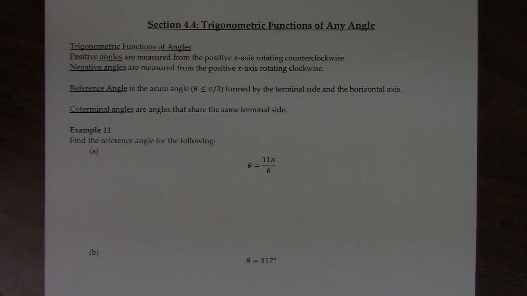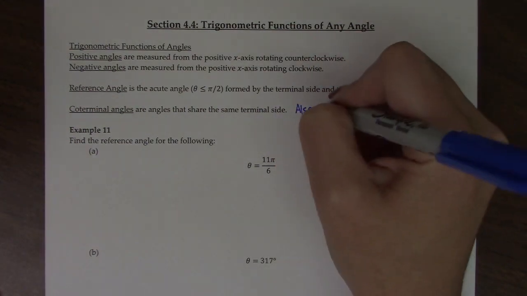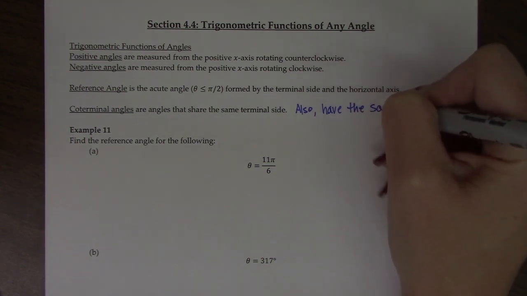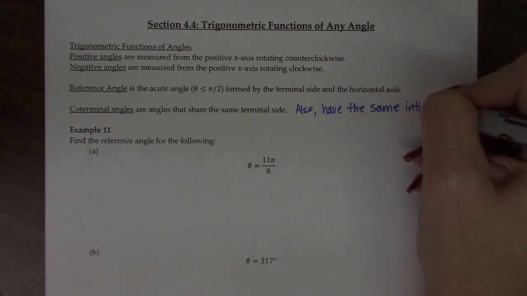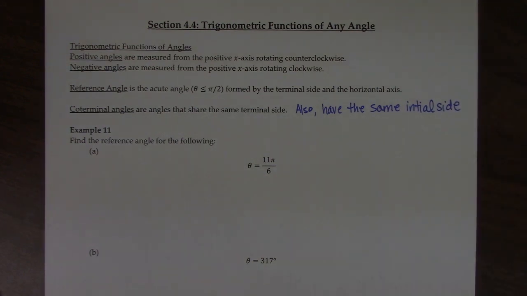Coterminal angles are angles that share the same terminal side. But what that also means is they also have the same initial side. So it means if I start from the same position and I rotate around, whenever I stop rotating, I stop at the same terminal side as I would with the other angle.